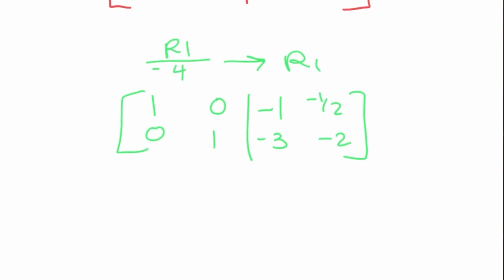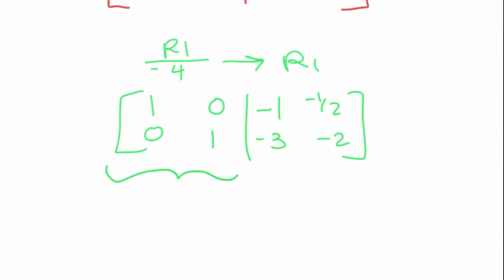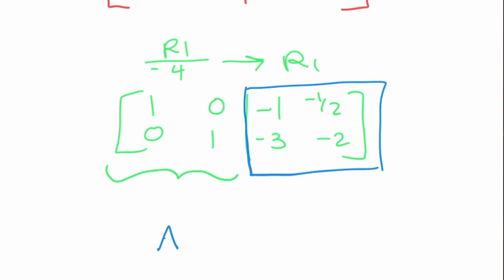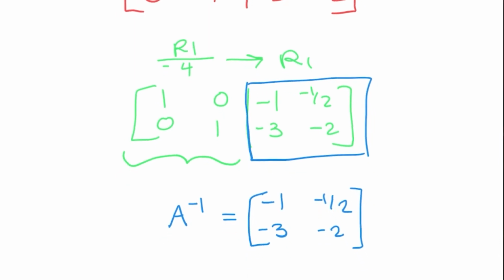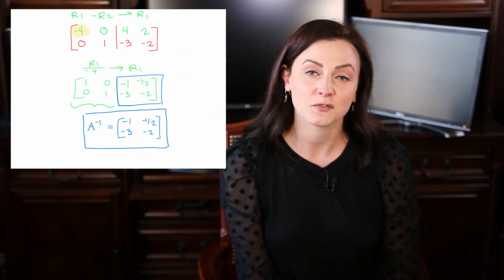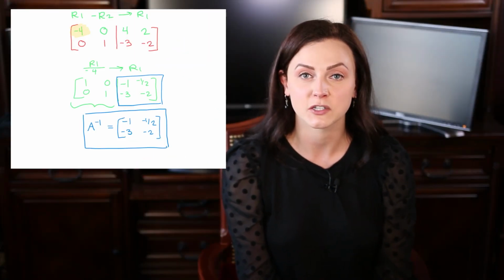So you'll notice that now this left-hand side has turned into the identity matrix. So what we're left with on this right-hand side, this is the inverse. So we would label this as A inverse is the matrix -1, -1/2, -3, -2. And that is how you find the inverse of a 2 by 2 matrix.